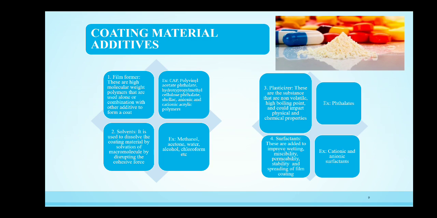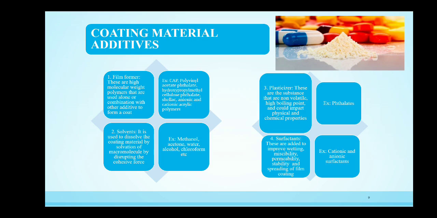Coating material contains different additives. First one is a film former. These are the high molecular weight polymers that are used alone or in combination with other additives to form a coat. Examples are cellulose acetate phthalate, polyvinyl acetate phthalate, hydroxypropyl methyl cellulose, and anionic and cationic acrylic polymers.